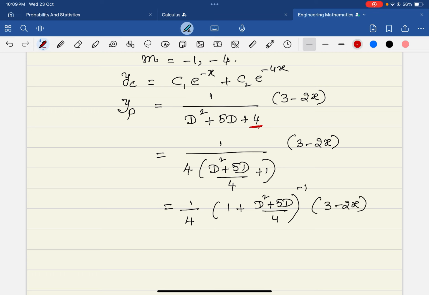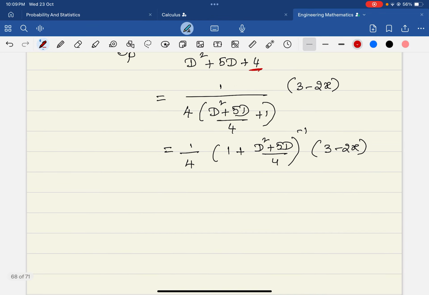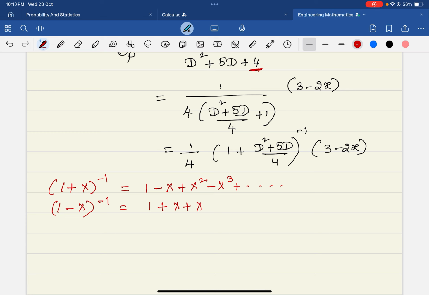Now you should understand two things here. There are two rules to expand the function. If 1 plus x power minus 1 is there, then we expand this as 1 minus x plus x square minus x cube. This is the expansion of 1 plus x power minus 1. And one more: if there is 1 minus x power minus 1, then all of them are plus: 1 plus x plus x square plus x cube and so on.